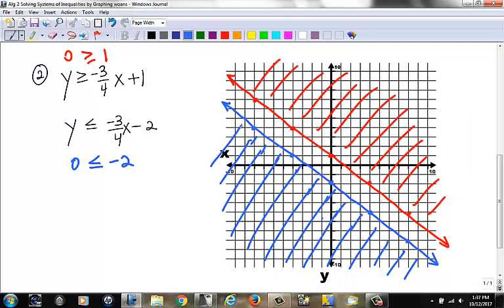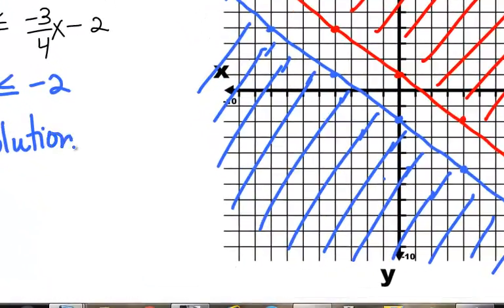So, is there any point of overlap? No. So for this one, there is no solution, or some authors use the empty set. There's no point on this graph that would work in both inequalities at the same time.